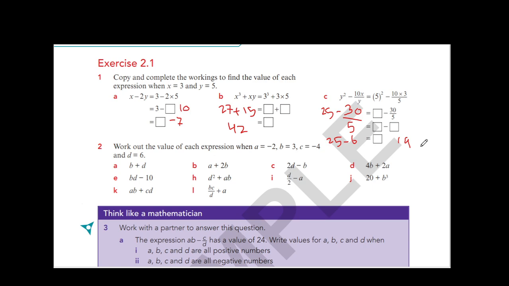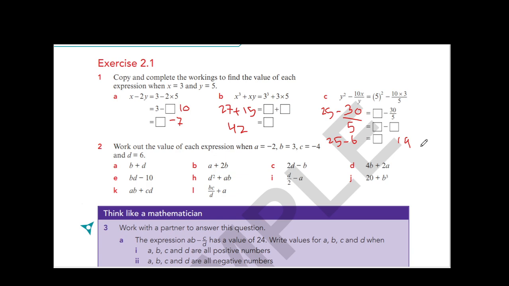Okay, now we are done with question number 1. We are moving to question number 2. Question number 2 is: work out the value of each expression when a is equal to minus 2, b is equal to 3, c is equal to minus 4, and d is equal to 6.